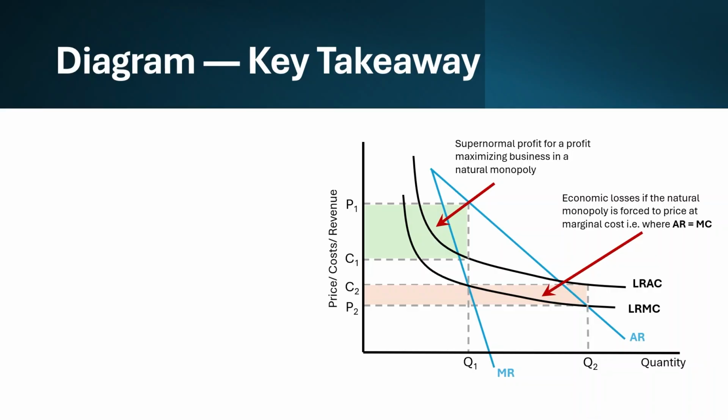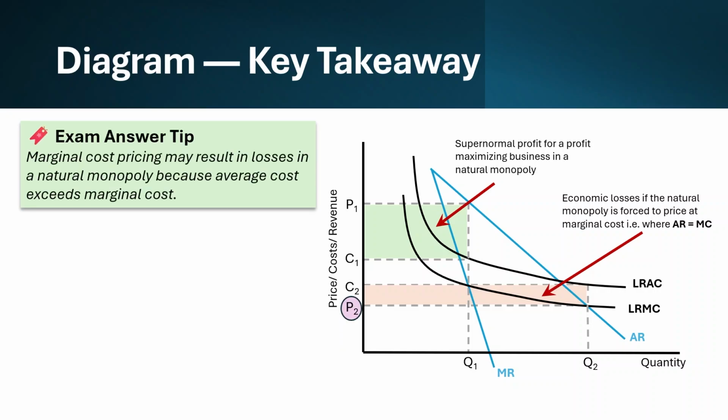First, notice what happens under marginal cost pricing in a natural monopoly. When price is set equal to marginal cost, output increases, which is good for consumers. But at that level of output, average cost is still higher than marginal cost. This means the firm is charging a price that does not fully cover its costs. As a result, the natural monopoly would make a loss if it were forced to price at marginal cost.